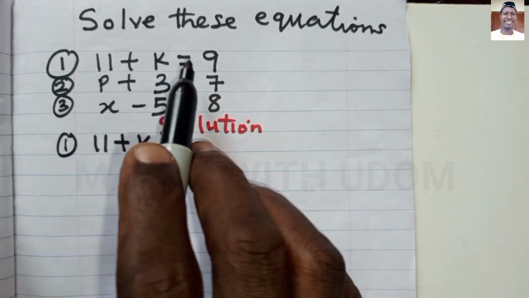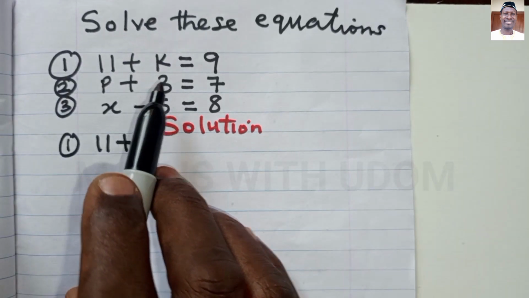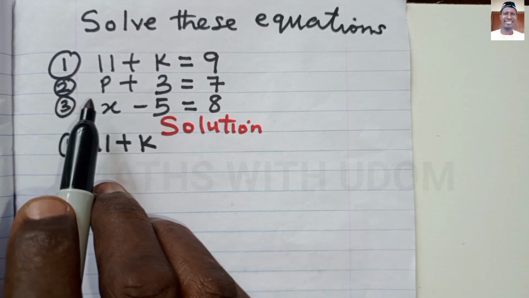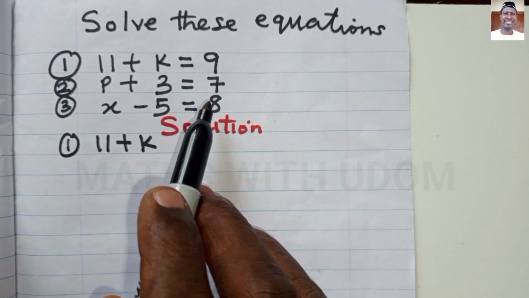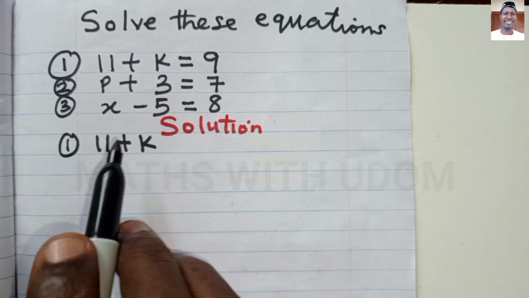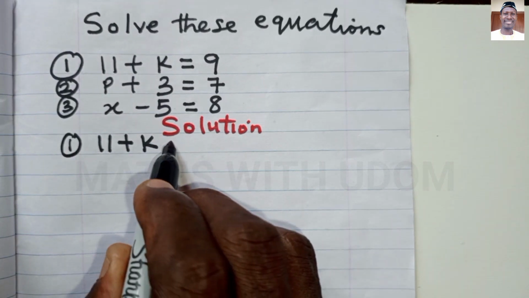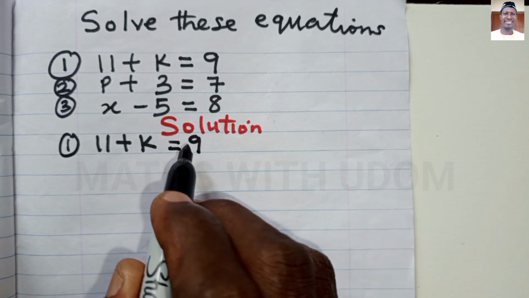Hello, we are to solve these equations. Number 1, 11 plus k is equal to 9. Number 2, p plus 3 is equal to 7. Number 3, x minus 5 is equal to 8. So let's start with number 1. Number 1, 11 plus k is equal to 9. We have to look for the value of the unknown.